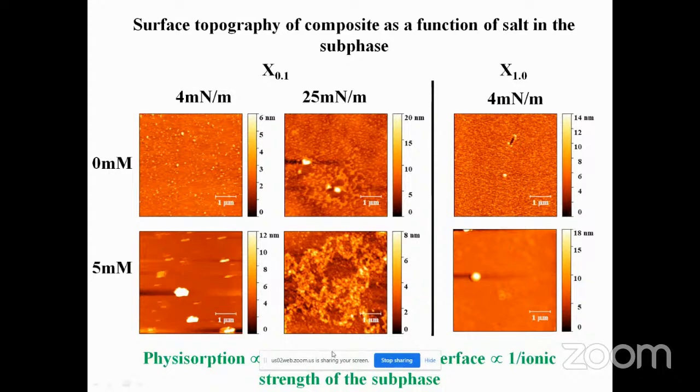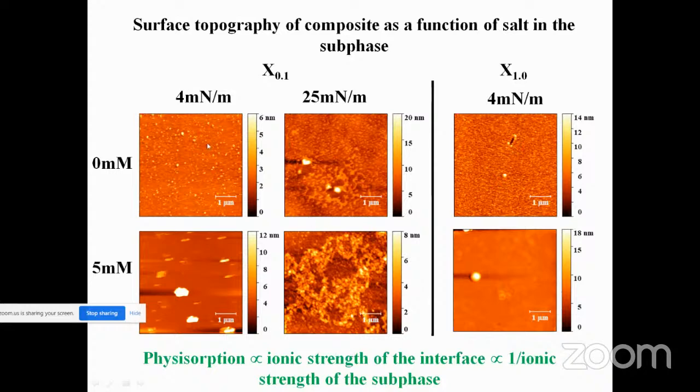So on the basis of these experiments, what we concluded is that physisorption is a direct function of ionic concentration at the interface, whereas it is inversely related to the ionic concentration in the subphase. Thank you from my side.